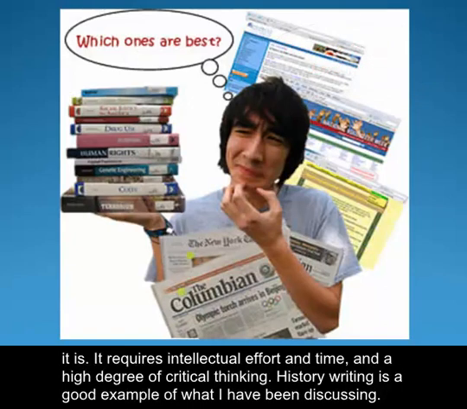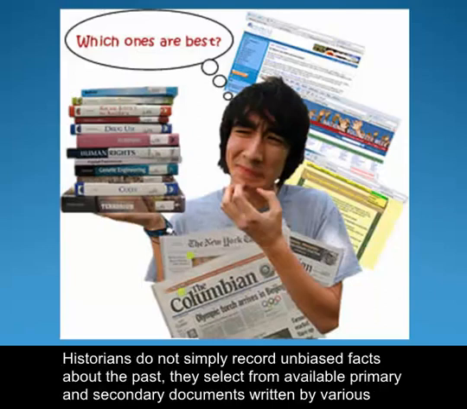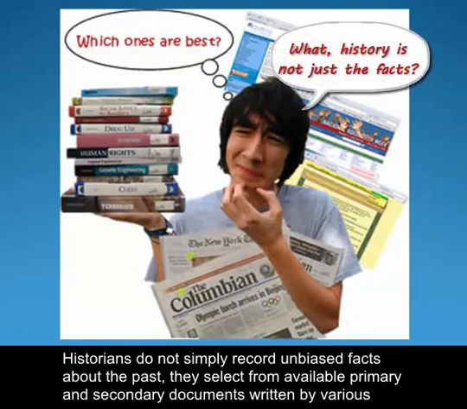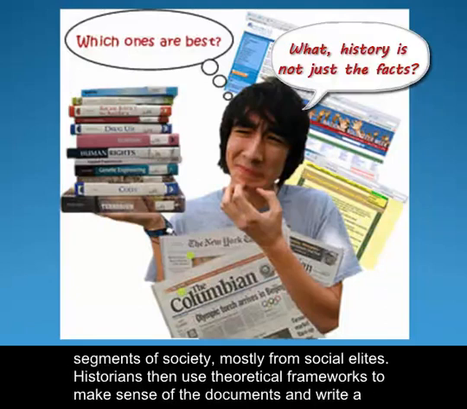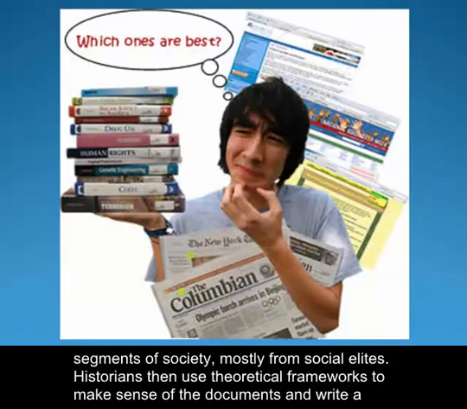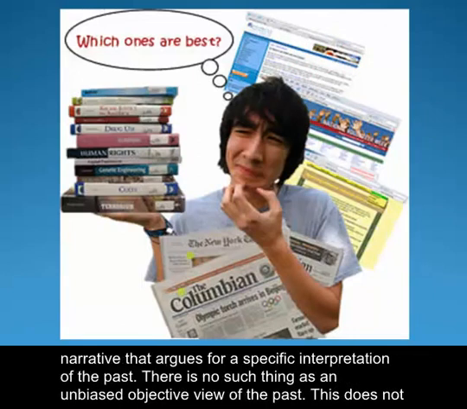History writing is a good example of what I've been discussing. Historians do not simply record unbiased facts about the past. They select from available primary and secondary documents written by various segments of society, mostly from social elites. Historians then use theoretical frameworks to make sense of the documents and write a narrative that argues for a specific interpretation of the past. There is no such thing as an unbiased objective view of the past.